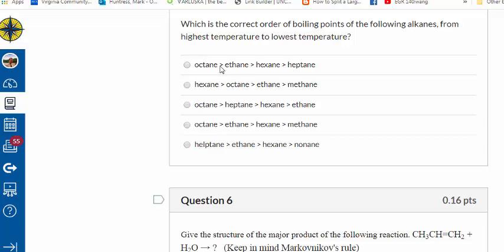But as you get bigger, think of octane. There's octane in your gasoline. So that's a liquid at room temperature. Its boiling point is above room temperature. So as we get bigger, the boiling point goes up. So basically, this is just rank these by size.